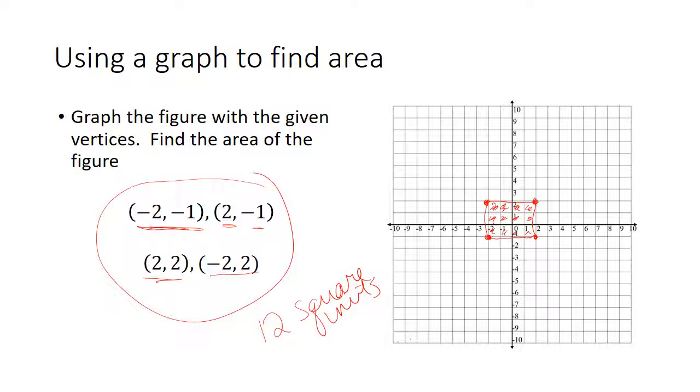Now, if we do it by length times width, our base is 4 units wide, and our height is 3 units tall. So if we did area is base times height, we would do 4 times 3, which we also get 12. Keep in mind that the units are going to be square. Perimeter is plain units, area is square units.